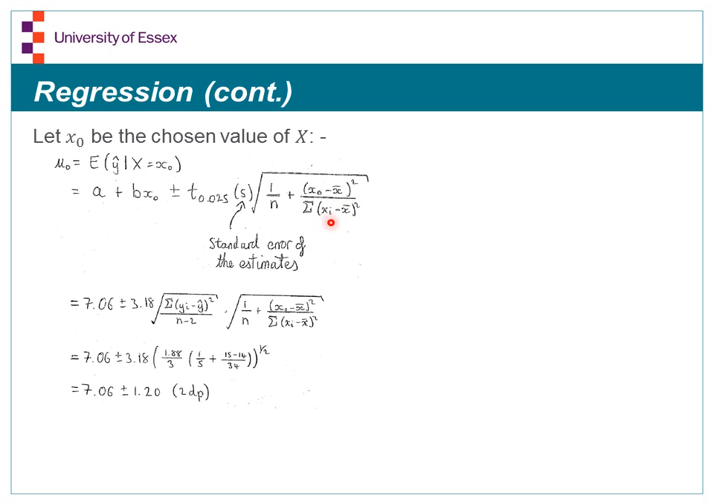We can look at all the other xi's and x bar. We know what n is. So it's just a case of throwing the numbers into this, and what happens is we get 7.06, which is the value we would expect to get because that's what we calculated on the last page, plus or minus 1.2, to 3 decimal places. So this value here all comes to 1.2. That gives me a window of plus or minus 1.2 around this point here.